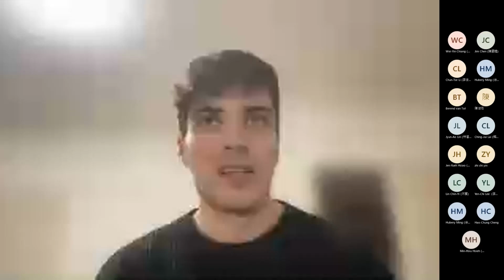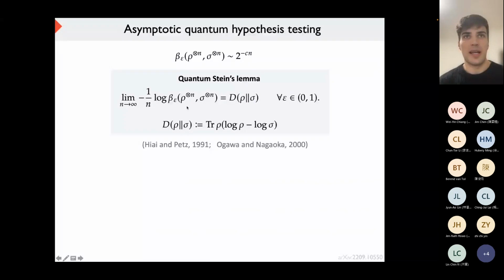Stein's lemma. Essentially, this lemma tells us that the exponent of this hypothesis testing is given by the quantum relative entropy. Okay, so this is the very well-known quantum relative entropy, and this holds for every epsilon. So it doesn't really depend on the epsilon in the definition of the asymmetric error.